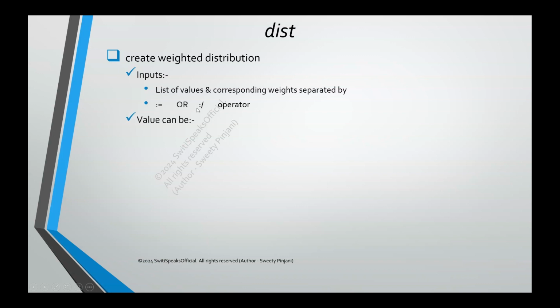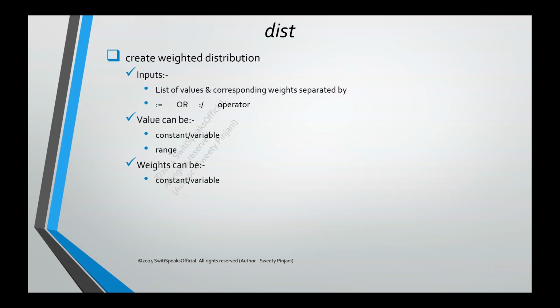Now, what values can you give? You can give either constant or variable, both values are valid. You can also give a range of values, that is also valid. What kind of weights can you give? You can give constant or variable.